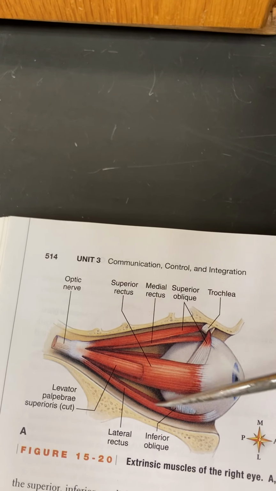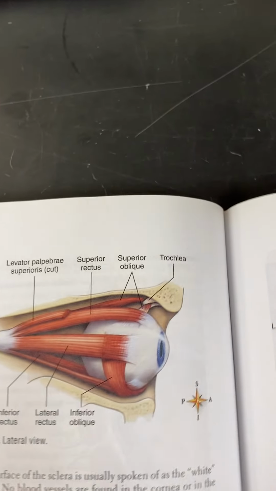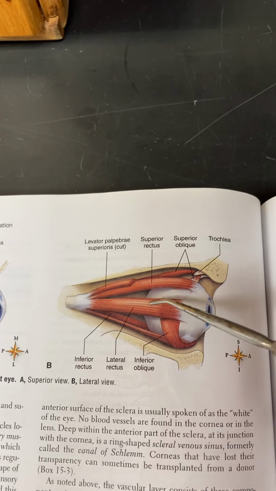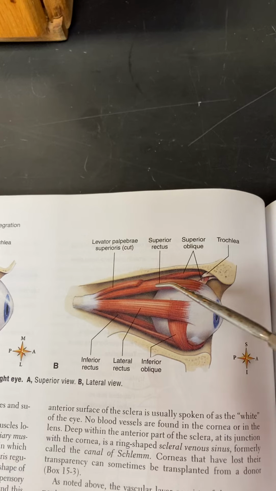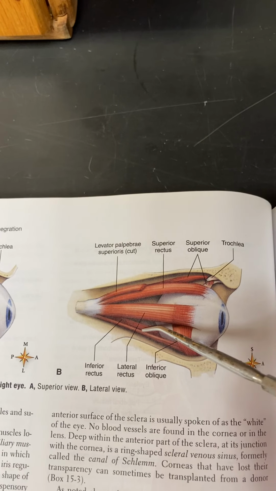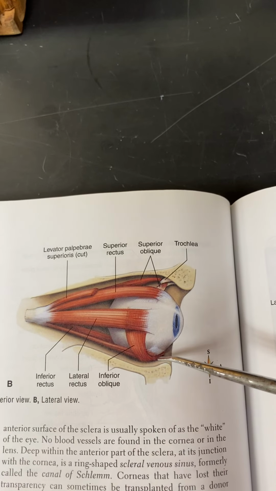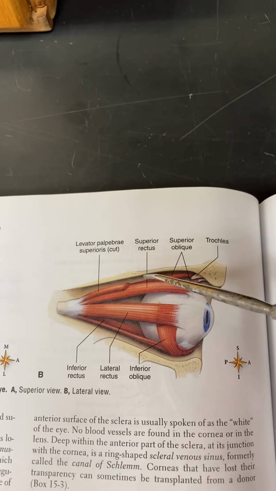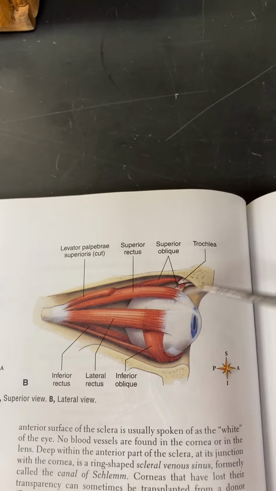So, there. Now let's look at a lateral view, looking from the side. Lateral rectus, superior rectus, inferior rectus. There is your inferior oblique. Here's your superior oblique. There.